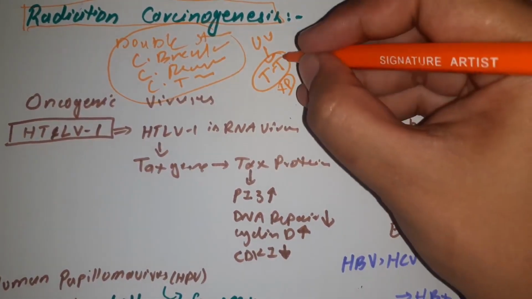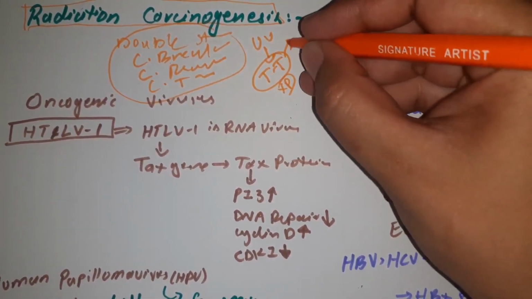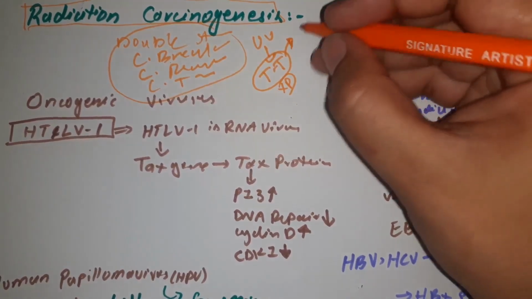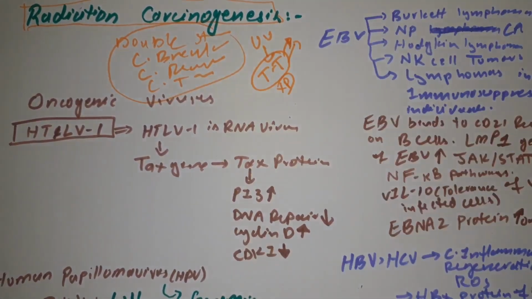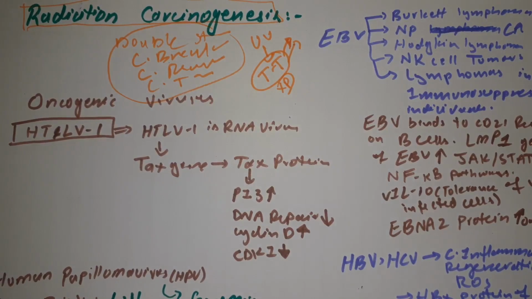However, if the mutations are so many that they overwhelm the response of the DNA repair mechanism, it can also lead to carcinogenesis. So it is the second factor. Next, we come toward microbes, which can lead to carcinogenesis. Microbes include bacteria as well as DNA viruses as well as RNA viruses.